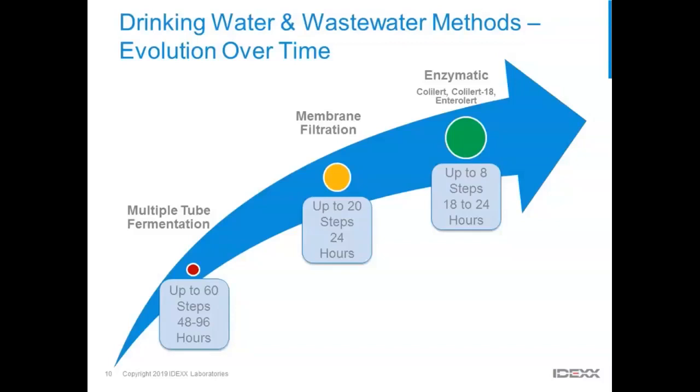And finally, we come to enzymatic methods, which includes Colilert and Colilert-18. So now we're looking at a confirmed result within 18 to 24 hours, depending on the test, with only up to 8 steps for quantification. So a further reduction in the amount of steps in order to run those samples, and confirmed results within a day. So a much vast improvement.